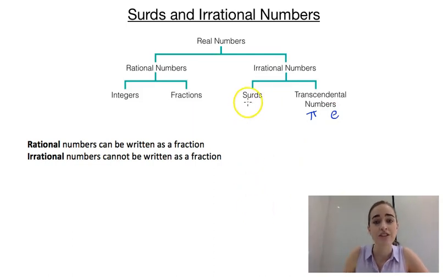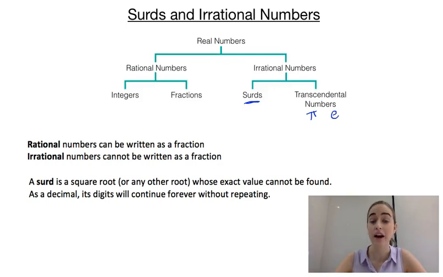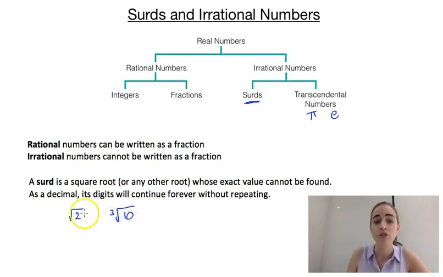The main one we're interested in this video though is surds. A surd is a square root or any other sort of root, so it could be a cubed root for example, whose exact value cannot be found. For example, we could have the square root of 2 or maybe the cubed root of 10. We can represent these numbers, unlike pi, but we just can't write down their exact value because as a decimal, its digits will go on forever without repeating.